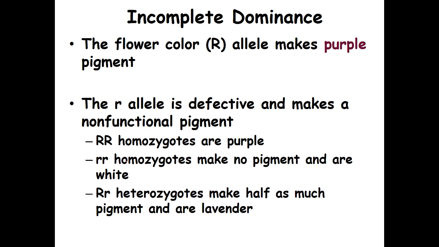For incomplete dominance, the perfect example is flower color. Let's say the big R here will make purple pigment. And the small r, which is recessive, right? Remember, big R is dominant, small r is recessive. It doesn't make any pigment, so it ends up being white. So if you're homozygous recessive, you have white flowers. If homozygous dominant, you have purple flowers, of course. But what if you have heterozygous, like this? In Mendel's law of dominance, you will only see purple, correct?